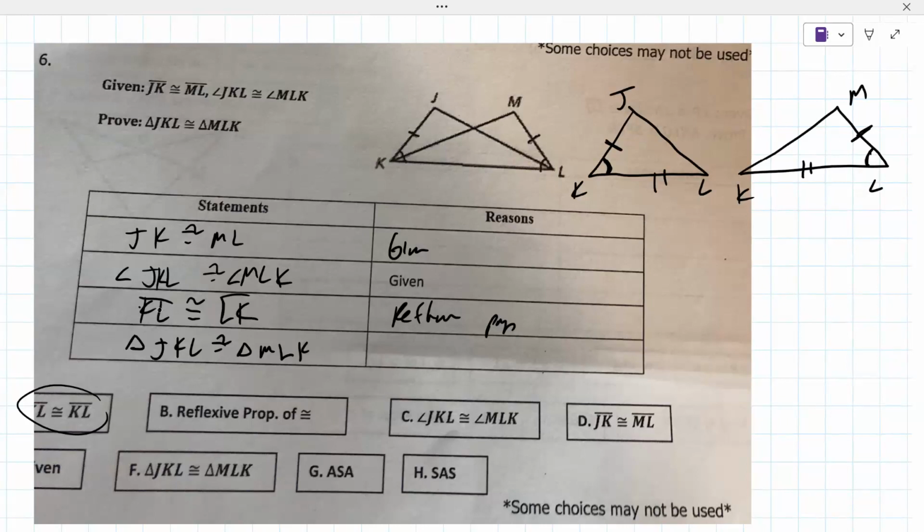Side angle side. Side angle side is correct. SAS, little SAS. All right, very good. So it looks like your teacher's more emphasizing these overlapping problems. Please try to use the strategy we talked about there to help with those.